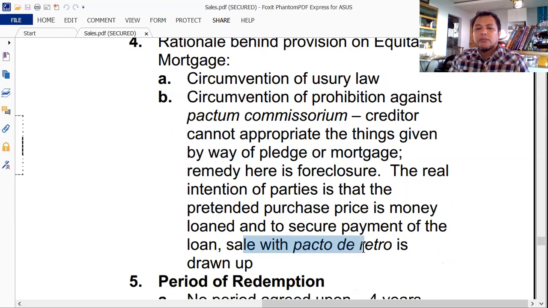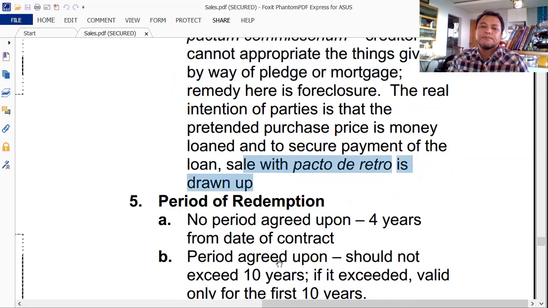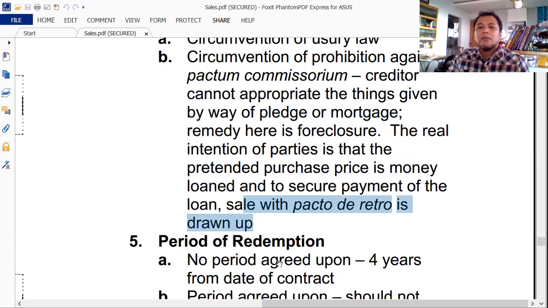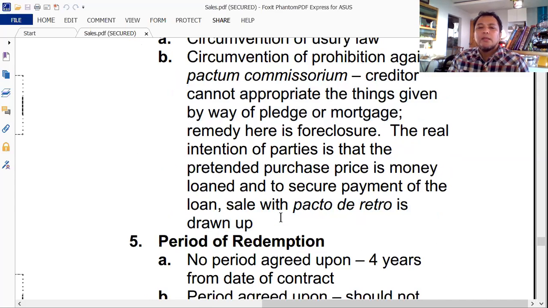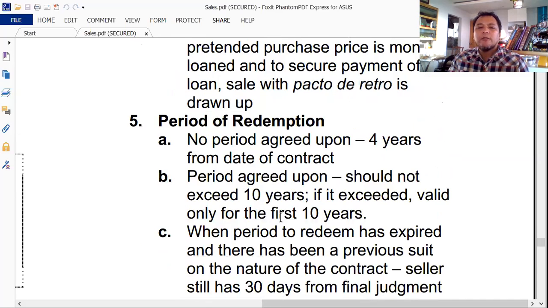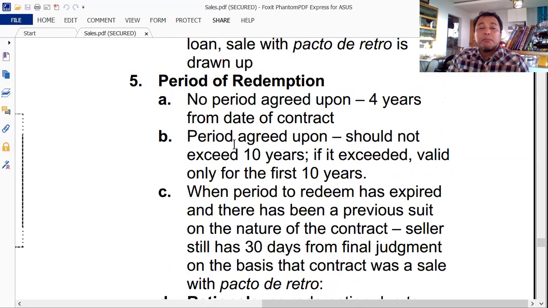So the sale with pacto de retro is drawn up. So again, pactum commissorium is illegal. It is the automatic appropriation by the creditor of the things which are being pledged or mortgaged. Now, the period of redemption: if there is no agreement stated in the contract as to the period, then it would be 4 years from the date of the contract. But if the period is stated or agreed upon, it should not exceed 10 years. If it exceeds 10 years, then it is valid only for the first 10 years.